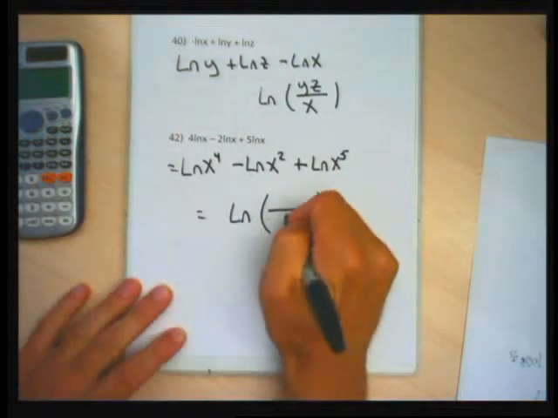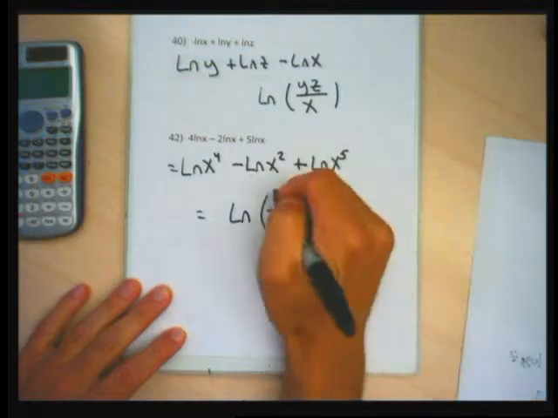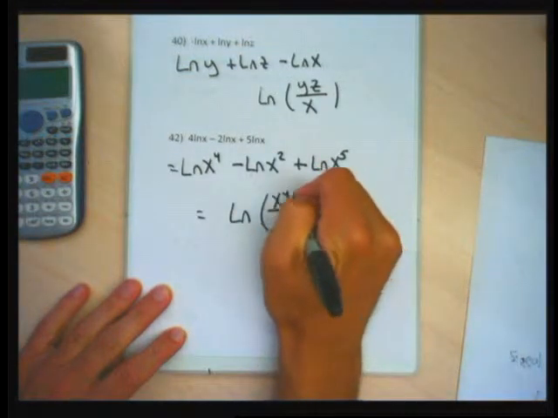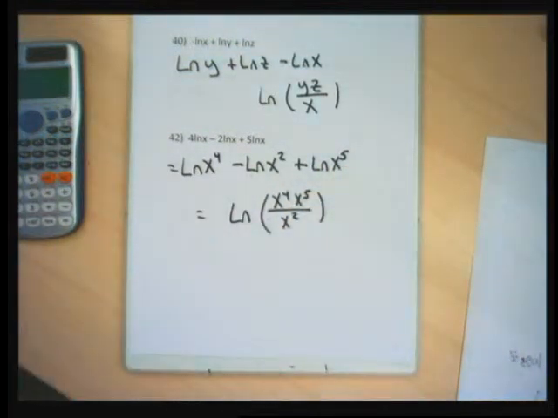The x squared is going to go in the denominator because it has a minus. The x to the 4th and x to the 5th are going to go in the numerator because they don't have minuses. And in all the other problems, my letters were different letters, so the fraction couldn't reduce. But this fraction, because they're all x's, should reduce.